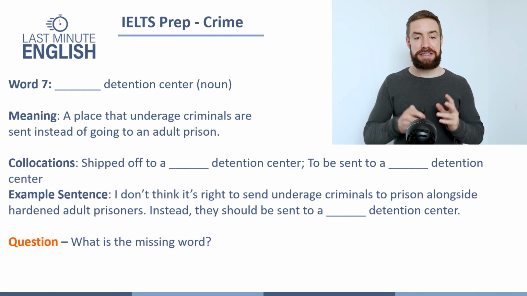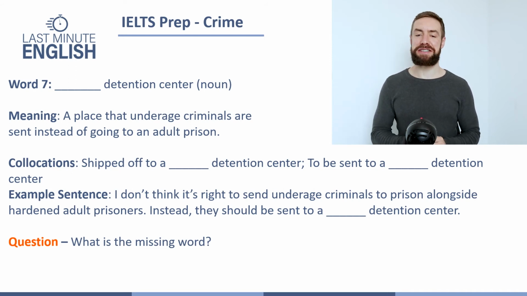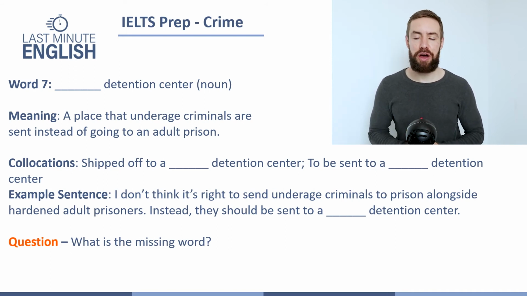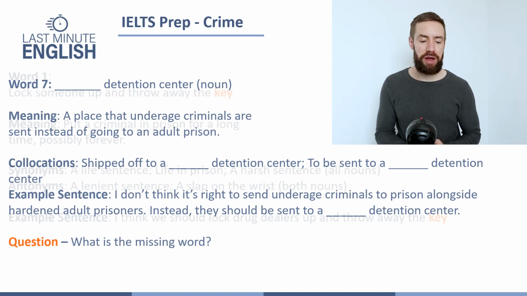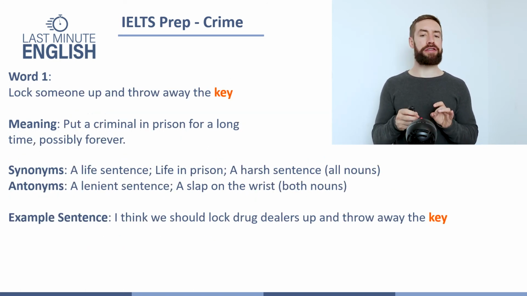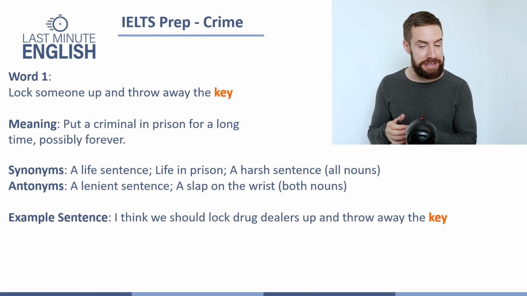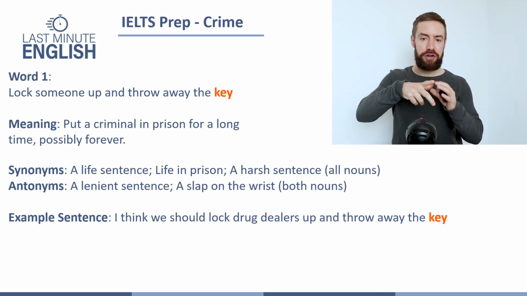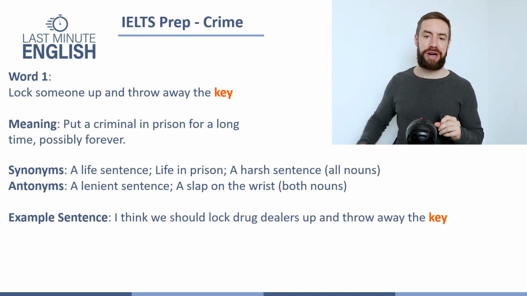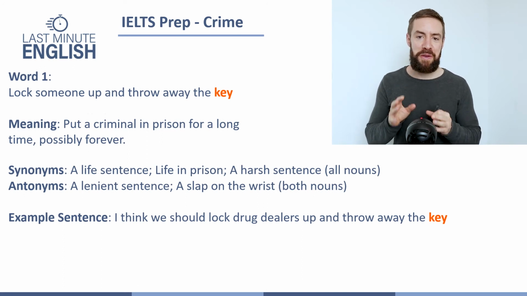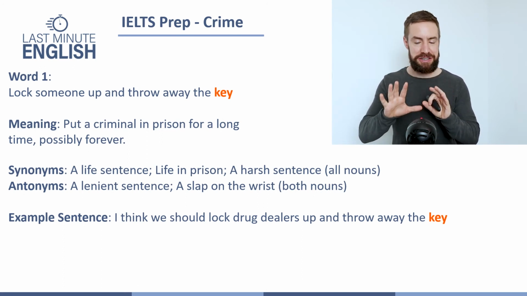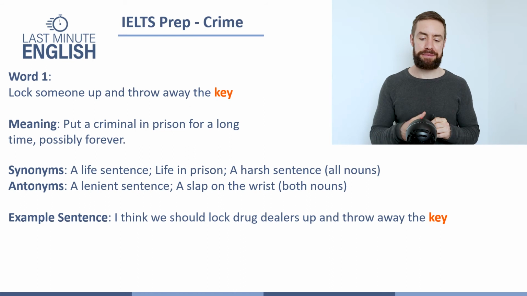So it's time to take a look at the answers of these 7 questions. So first of all, number one, it's lock someone up and throw away the key. So the idea is we lock the door, we take the key, throw it away somewhere. We never open that door again because it's such a terrible person inside. Okay? I think we should lock drug dealers up and throw away the key.